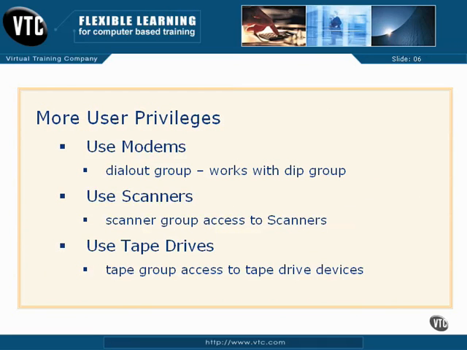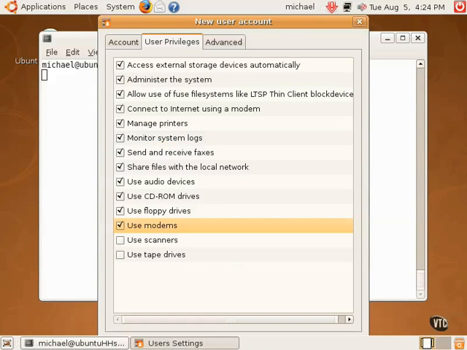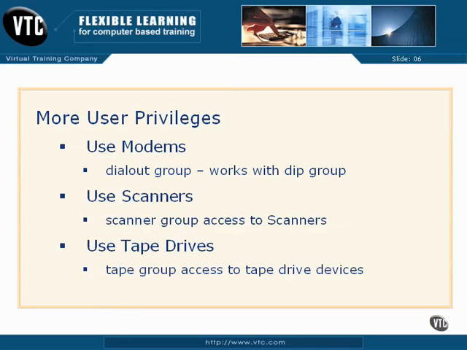The Use Modems option makes that user a member of the dialout group. For a user to use a modem completely, that user has to be a member of the dialout, the dip, and I would think the fax modem group as well. The Use Scanners option makes that user a member of the scanner group. No big surprise there. And you get a similar result if you select Use Tape Drives. That user becomes a member of the tape group.